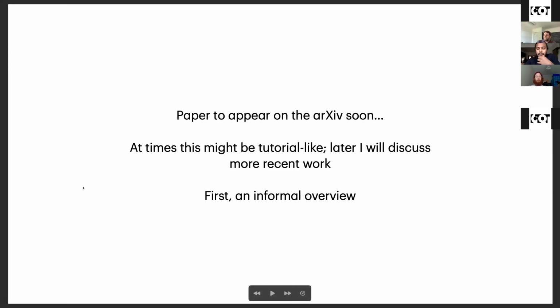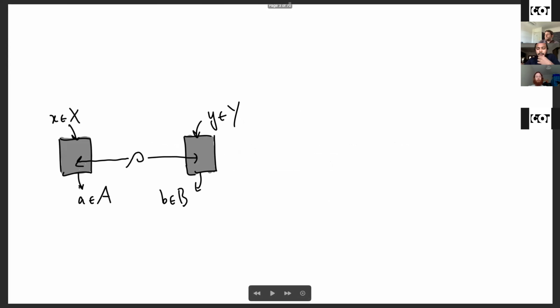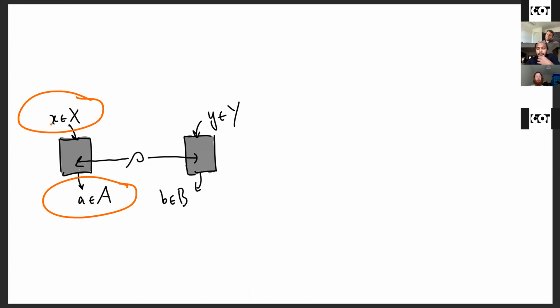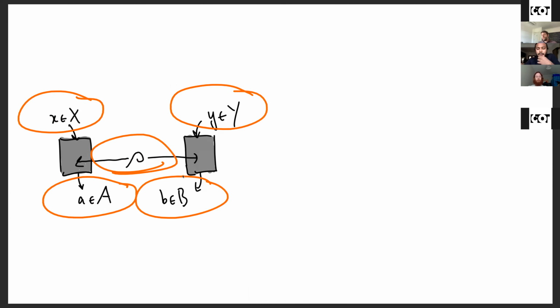Okay, but first I'd like to give an informal overview. So imagine we've got these two devices, and these devices have inputs and outputs. You select X from some finite set, big X, you plug it into your device and you get some output A. And likewise for the other device. And we're assuming that these devices can behave according to quantum theory. So we can assume that they have some shared quantum state rho.